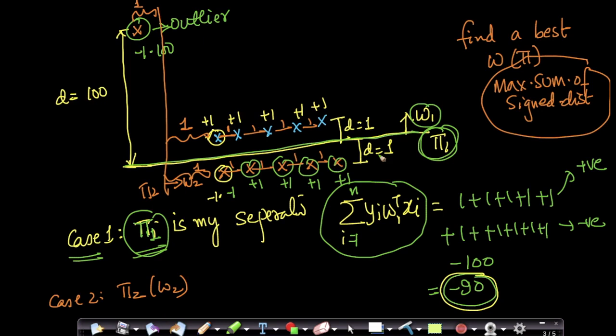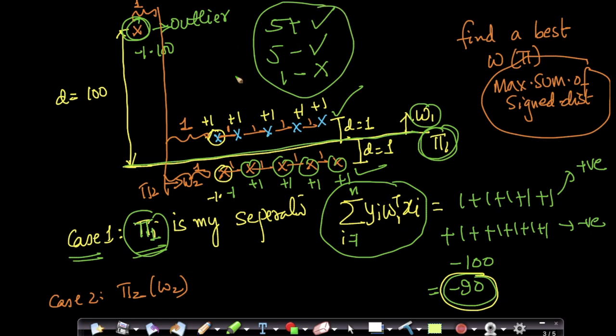What's happening in pi 1? In pi 1, 5 positive points are being correctly classified, 5 negative points are being correctly classified, and only 1 negative point is being misclassified. So 5 positive points correctly classified, 5 negative points correctly classified, 1 negative point misclassified, in the case of pi 1.